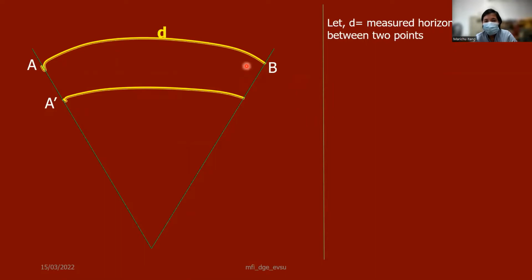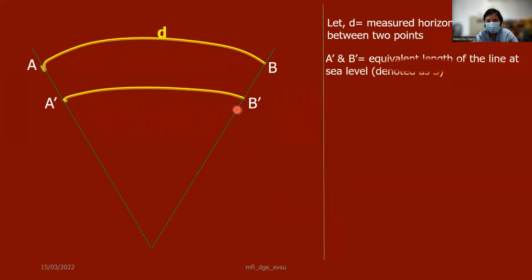So, what we opted to do is, kailangan natin i-measure yung A and B with respect to the zero elevation. Like, kung ano yung datum na gagamitin on the vertical datum. Okay? So, we denote this one as letter S. So, yung ating A prime and B prime, these are equivalent length of the line at the sea level. So sea level is at zero elevation. So we denote this one as letter S.